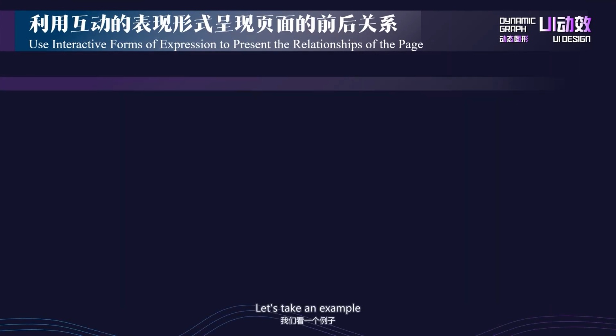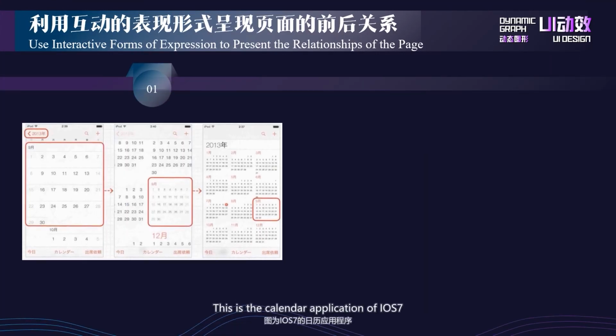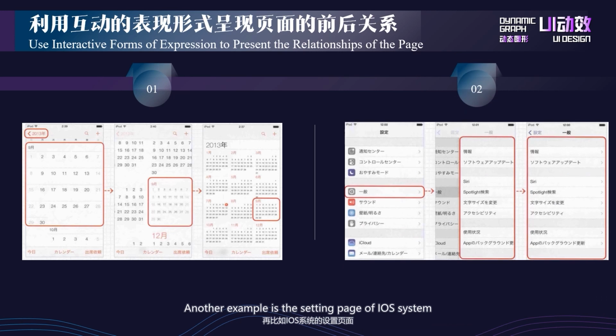Let's take an example. This is the calendar application of iOS 7. It uses zoom animation to switch the interface between years and months. In fact, if the calendar did not use the interactive zoom animation effect, it would be hard to understand its structure. Another example is the setting page of the iOS system.